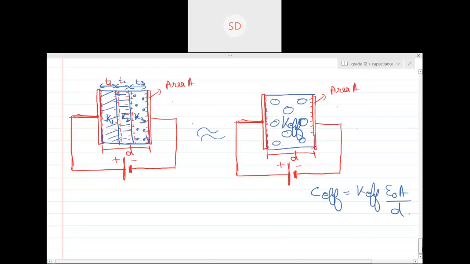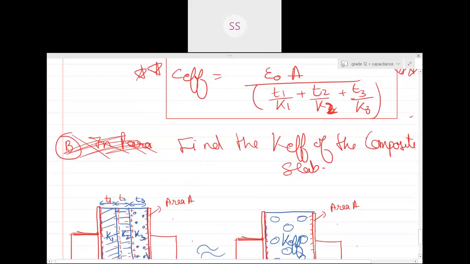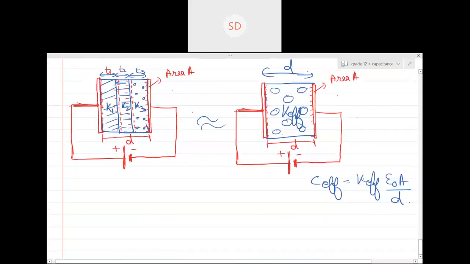Yes, sir. So what is the question? Find the K effective of the composite slab. That implies that instead of assuming a composite slab, we are assuming one slab of area A and thickness D, which is the total thickness T1 plus T2 plus T3. So instead of assuming three different slabs, we are assuming only one slab. And if you assume only one slab, then what should be the K effective, the effective dielectric constant, such that this becomes equal.